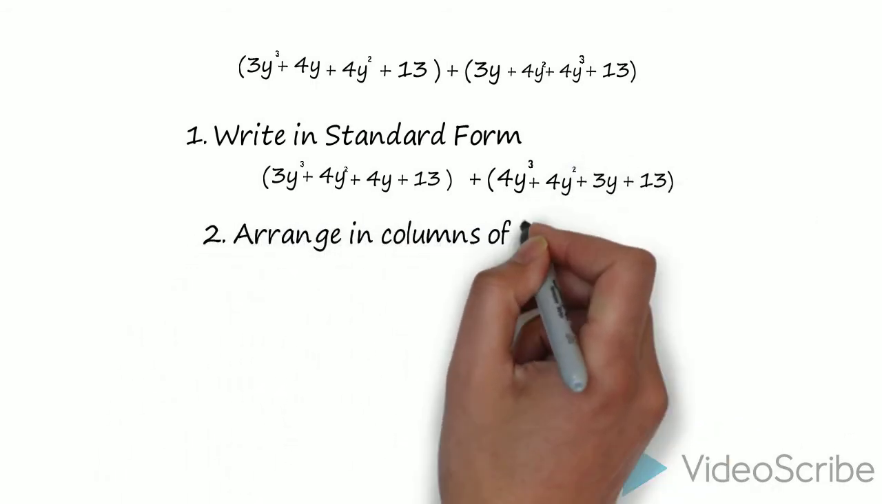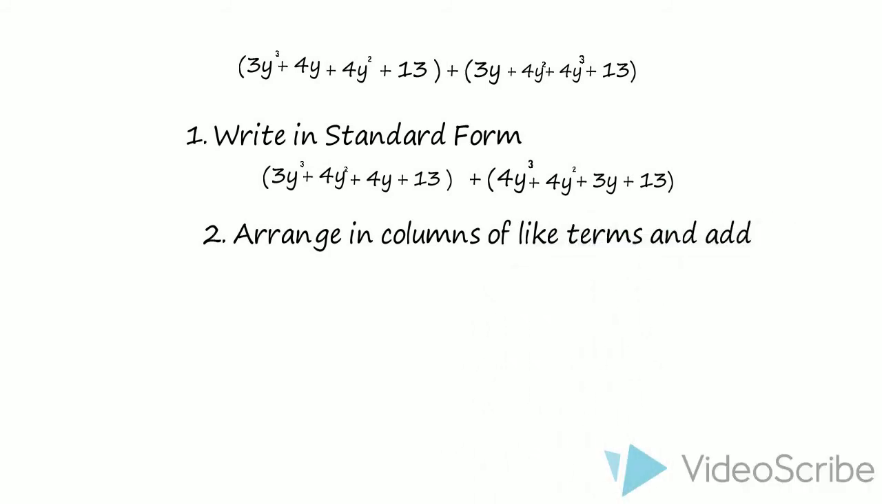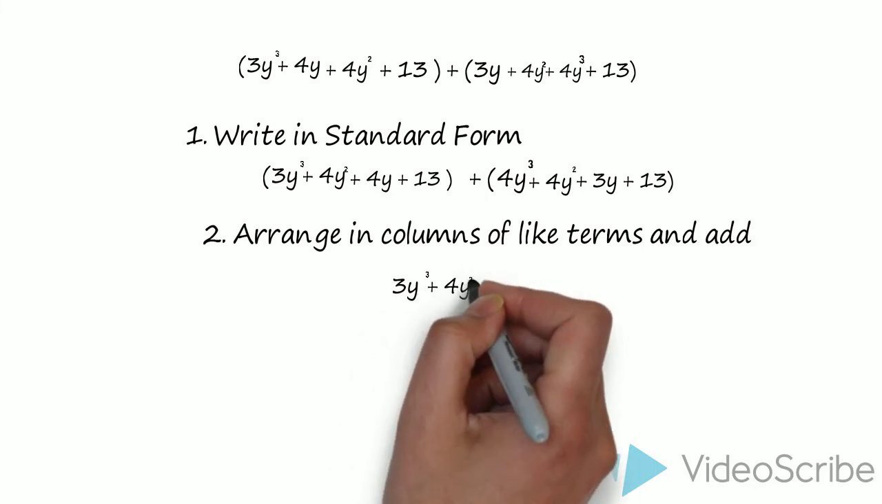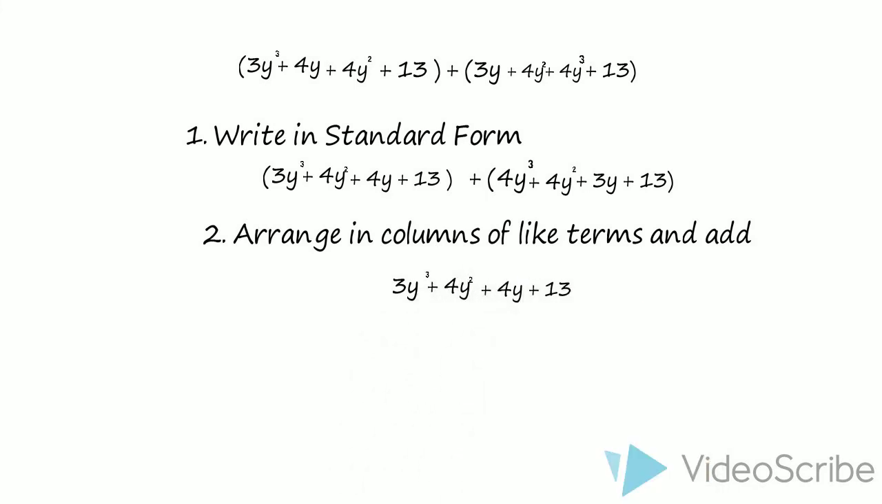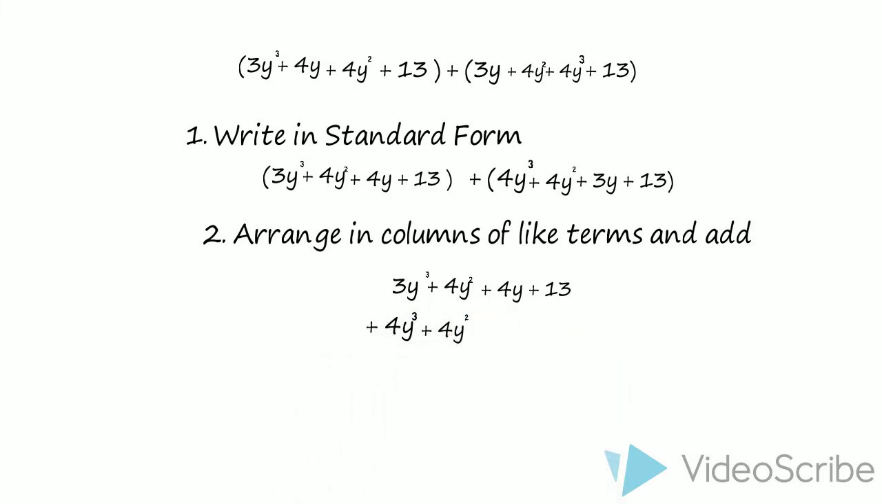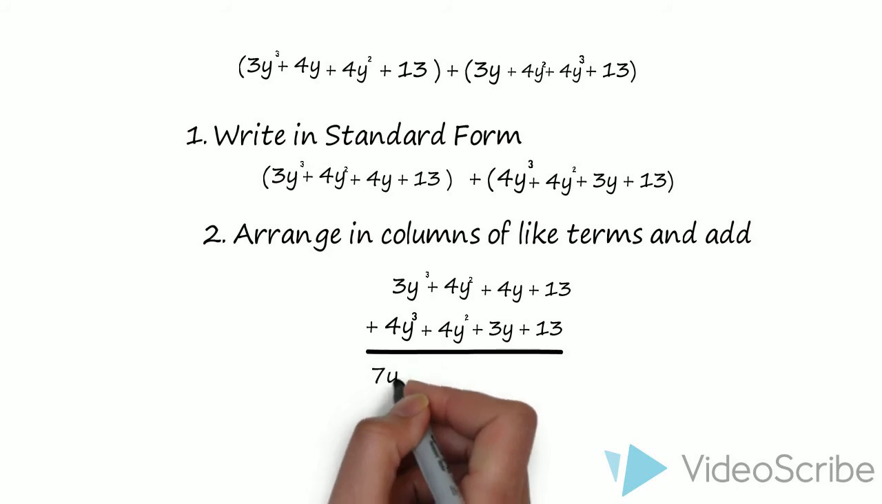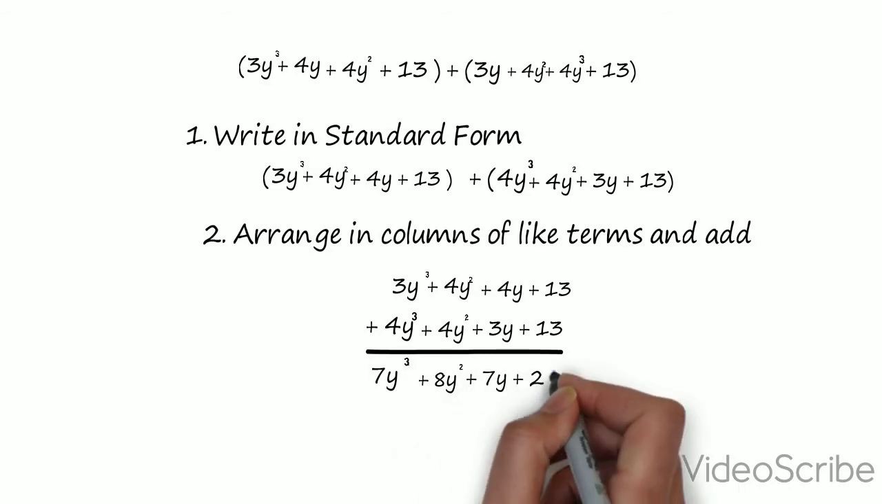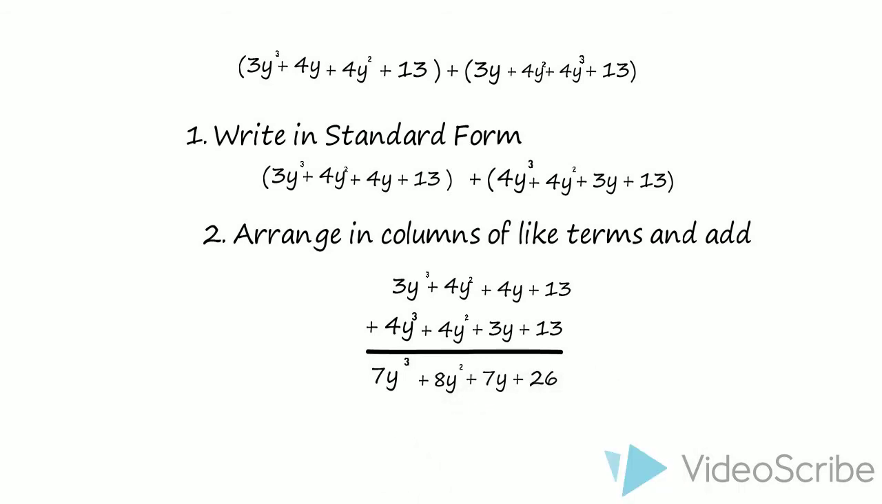Step 2, we have to arrange it in columns of like terms and then add. So we write it out, and then we add, and then you write the second polynomial, and now we just have to combine them. 3y cubed plus 4y cubed is 7y cubed, and then 4y squared plus 4y squared is 8y squared. 4y and 3y becomes 7y. 13 plus 13 becomes 26.